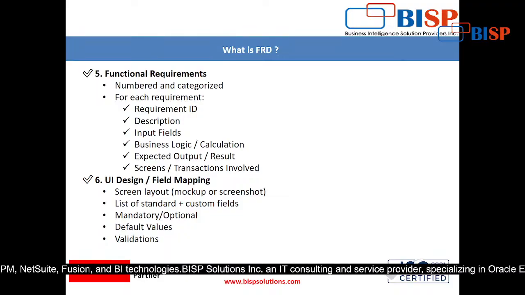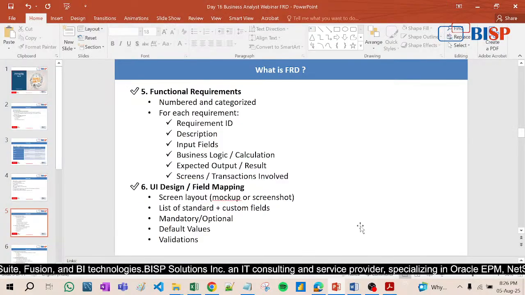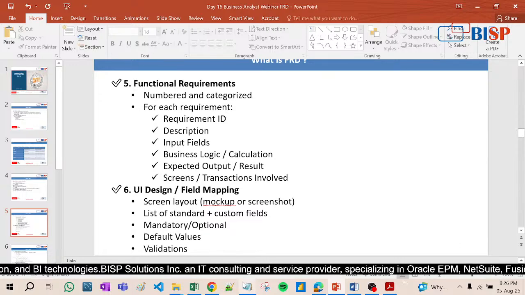Then let's see functional requirements. Functional requirements means numbered and categorized. Let's take an example of sales order related requirements. They should be numbered and categorized. For each requirement there should be a requirement ID, description, input fields, business logic or calculation, expected output results, and screen and transaction involved. Now I will explain these points with the help of Notepad again. Let me increase this and I will go again.